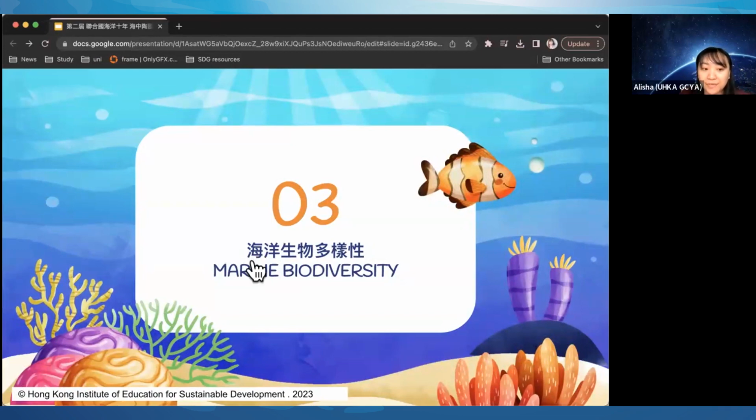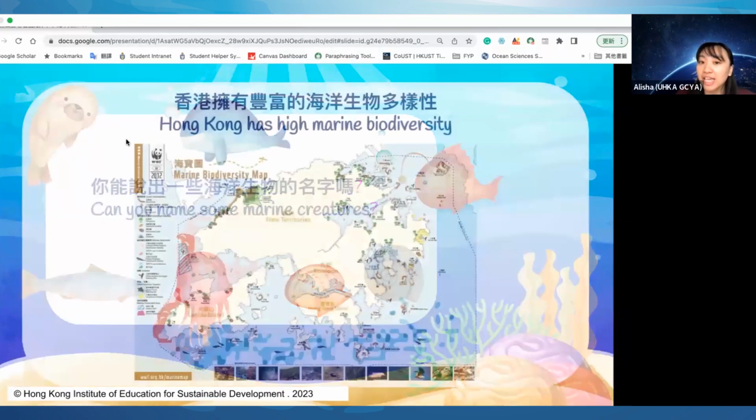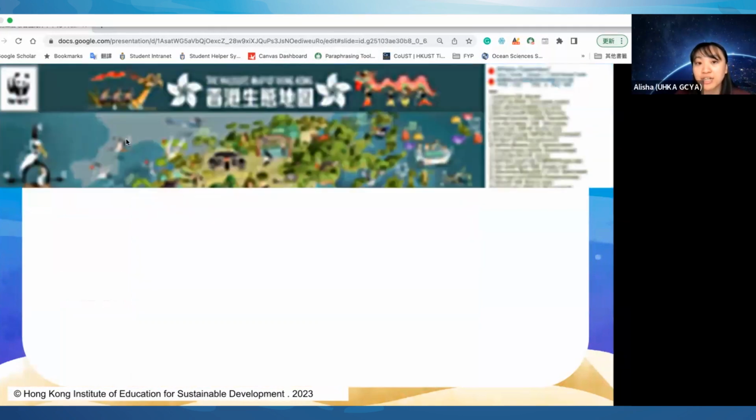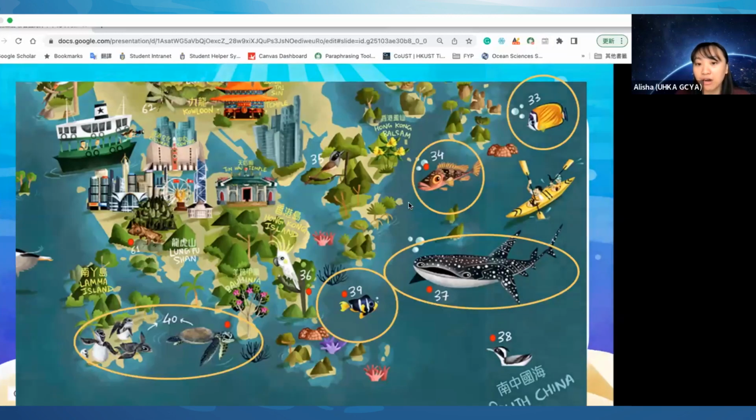I'm now going to share about marine biodiversity. Can you think of any marine animals? Can you name them? From the picture, you can see some marine animals like the whale, the jellyfish, or some seals. They are all marine creatures. In Hong Kong, we actually have a very high diversity of marine biodiversity. We have many different kinds of animals living in Hong Kong waters. So let's take a closer look to see what they are.